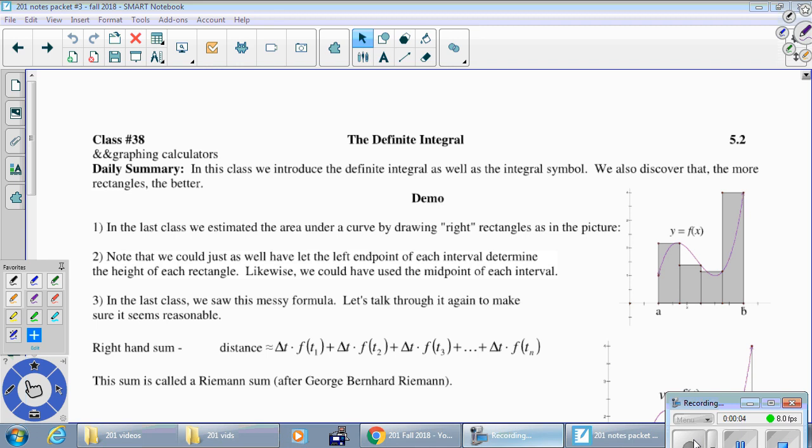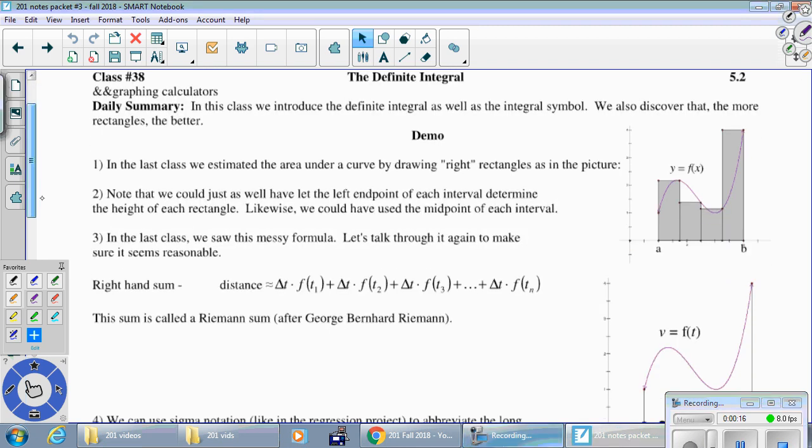Lesson 38, demo. In this class, we introduced the definite integral as well as the integral symbol. We also discovered that the more rectangles, the better. In the last class, we estimated area under a curve by drawing right rectangles as in this picture.